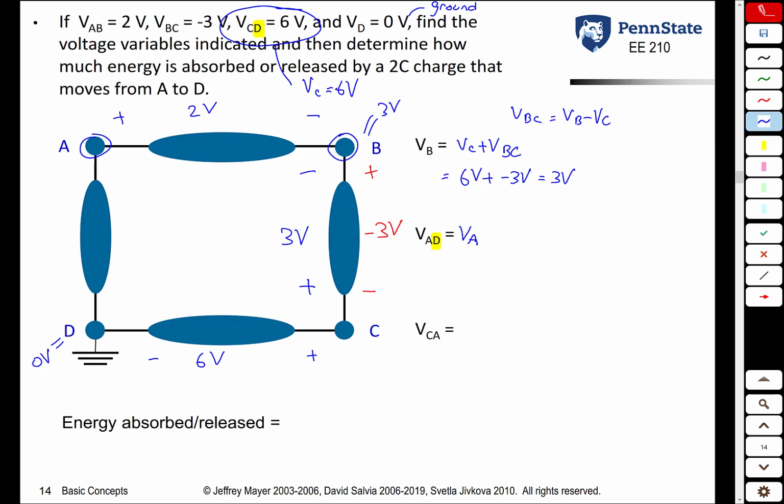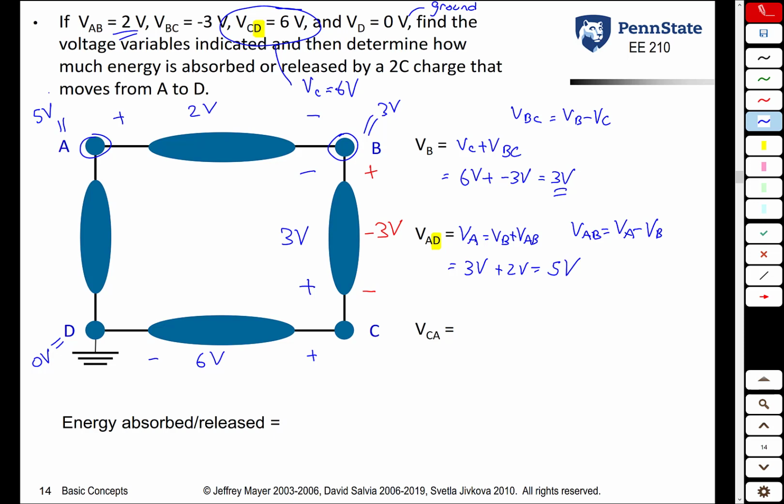We also know that the relative voltage VAB is equal to VA minus VB. Once again, a relative voltage is always the difference between two absolute voltages. So that means that VAD, which is the same as VA, can be written as VB plus VAB. VB, we just solved for, it's 3 volts. VAB, we were given up here, 2 volts. So we know the absolute voltage at point A is 5 volts.